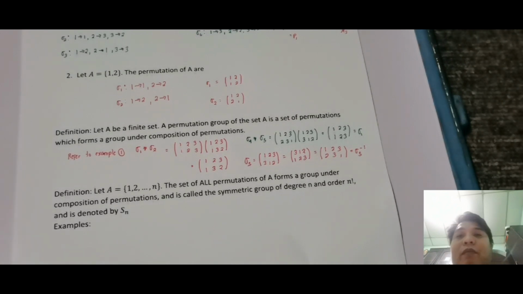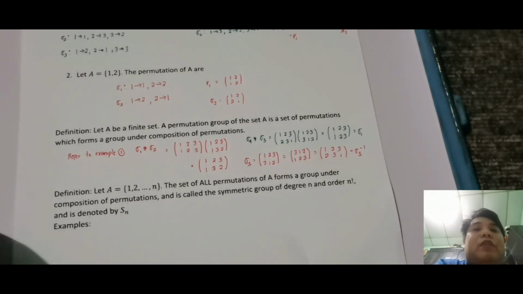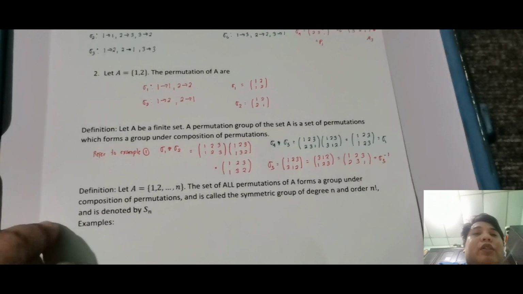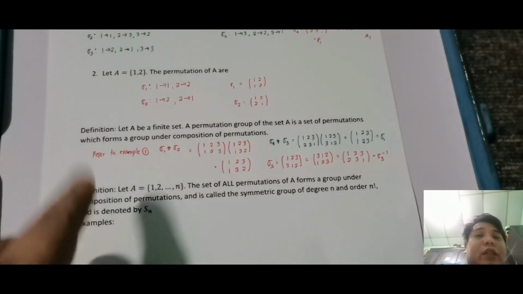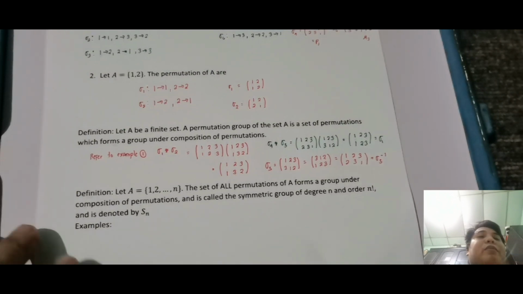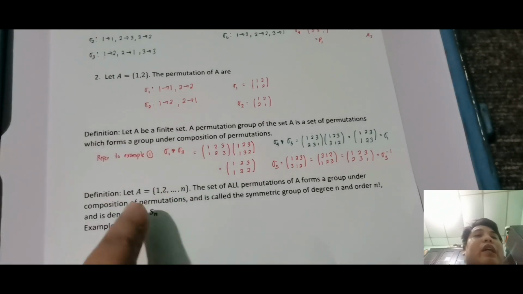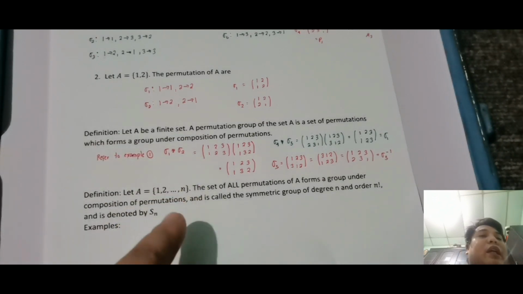Okay, so next is let's have a definition. So before natin tapusin to, no? So let's have a formal definition, or for example, parang name nung group na to. So let A be the set containing 1, 2, 3, dot up to n. So again, di natin alam kung ano siya. So again, nililimit lang muna dito yung set natin na element na 1, 2, 3 up to n. So the set of all permutations of A forms a group under composition of permutation. So nasabi naman na sa taas, and is called the symmetric group of degree n, and the order n factorial, and it's denoted by S sub n.